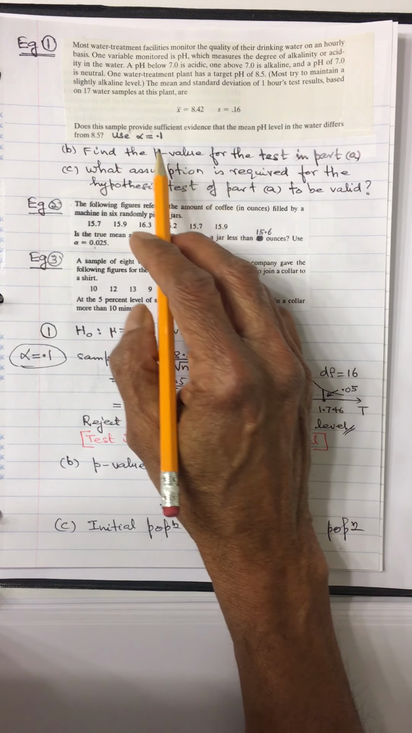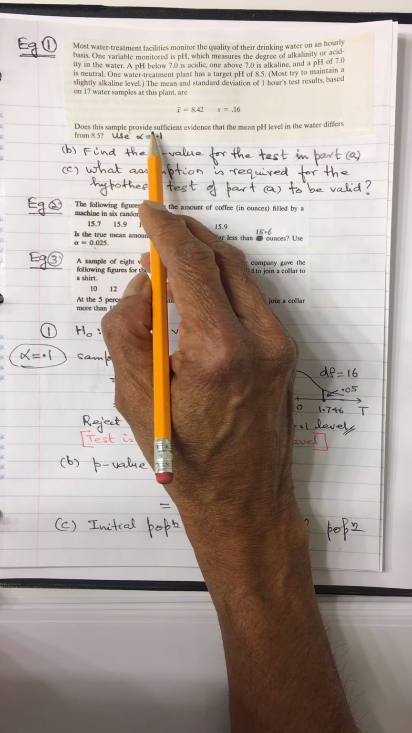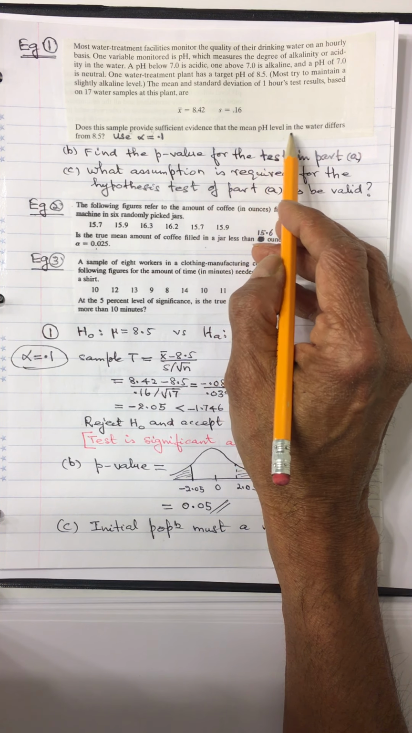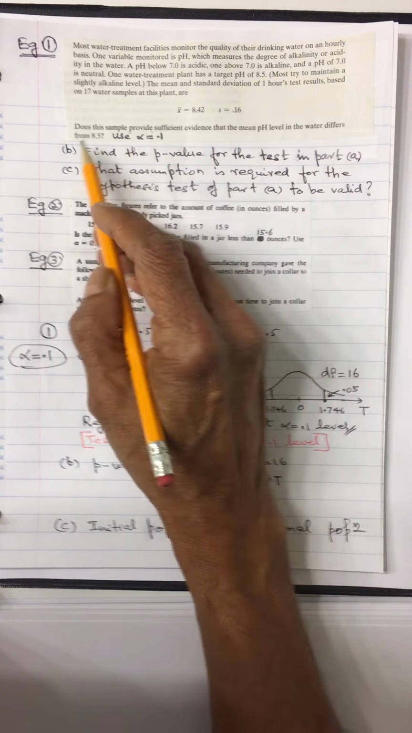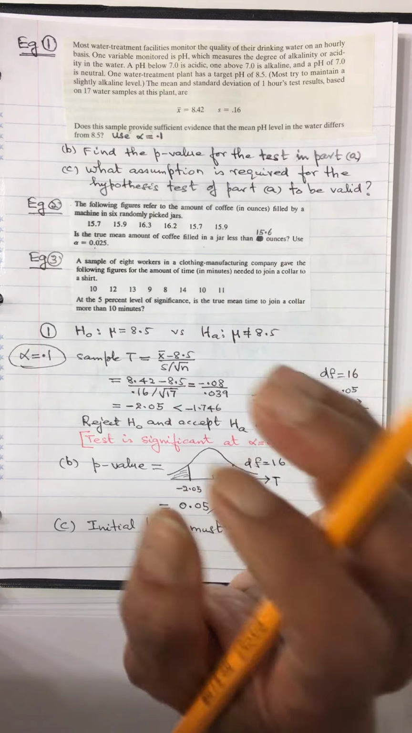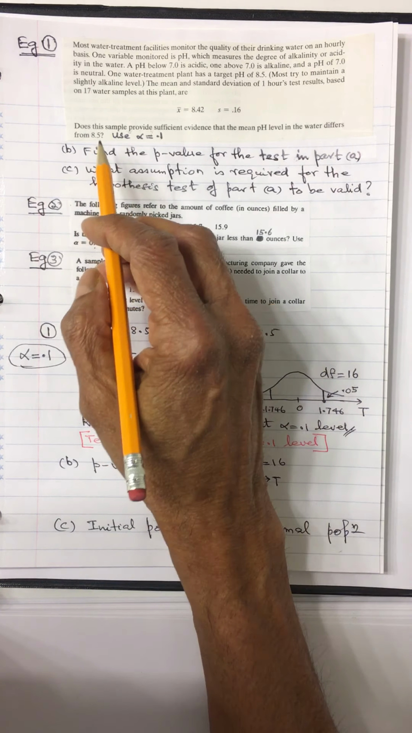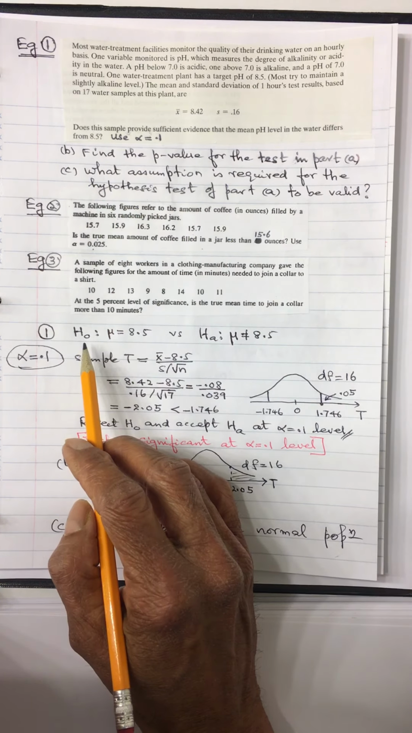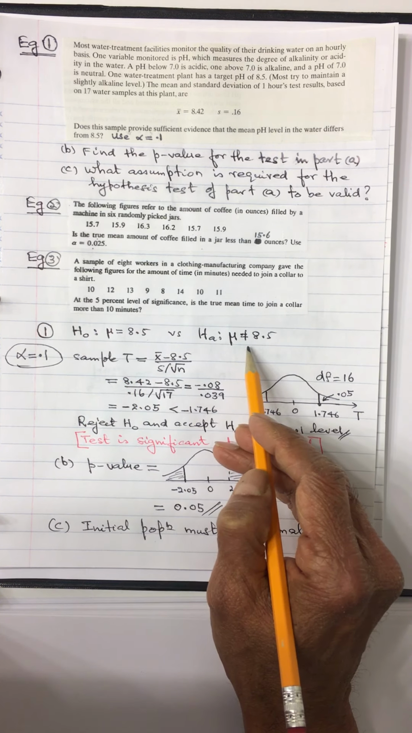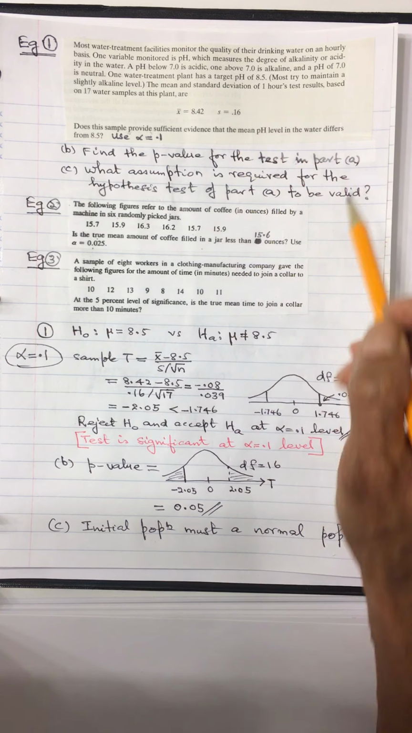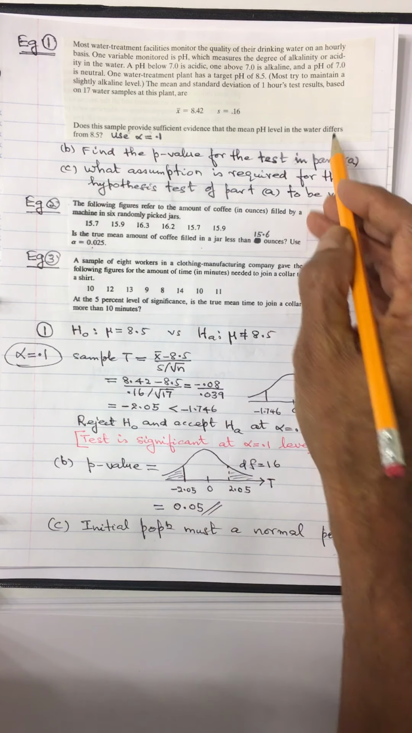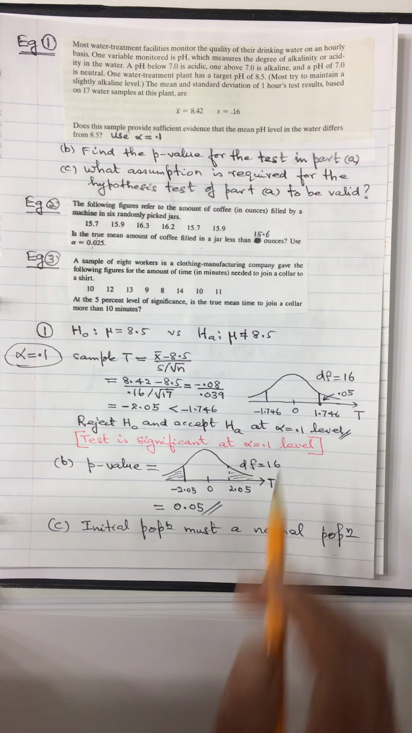Does the sample provide sufficient evidence that the mean pH level in the water differs from 8.5? It's asking whether it differs from that. So in other words, we want to check whether the mean is 8.5 or not. If you wanted to check whether it's greater than 8.5, that would be different, but according to this, you want to check whether it differs from 8.5.